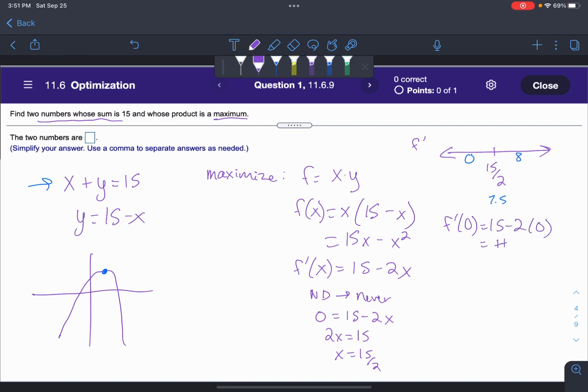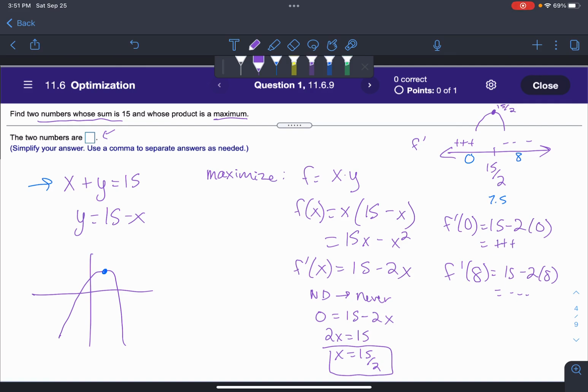So this is a positive number, right? Positive 15. And f prime of 8, if we plug in 8, I get negative 1, so we get a negative number. And so this means that my function is increasing before 15 halves and then it decreases. So 15 halves will be a maximum. Right, so x equals 15 over 2 is one of my numbers, but let's recall what the question's asking for.